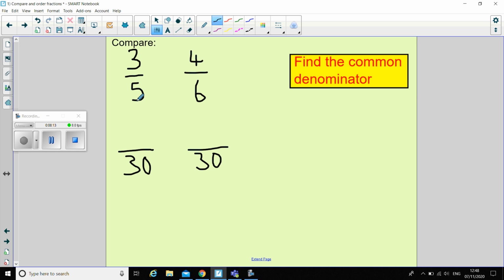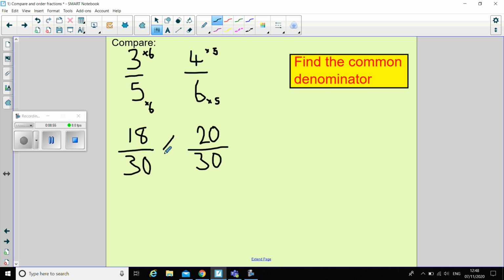So what do I have to times 5 by to give me that denominator of 30? Well, I've got to times it by 6. I've timesed 5 by 6, so I have to times the top by 6 as well. So 3 times 6 gives me 18. What do I times 6 by to give me a denominator of 30? I've got to times it by 5. If I've timesed by 5 on the bottom, I have to times by 5 on the top. So 4 times 5 on the top gives me 20.